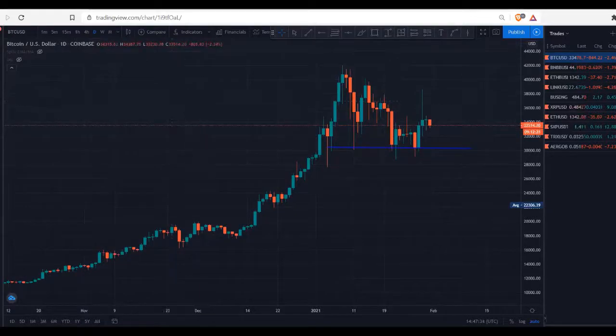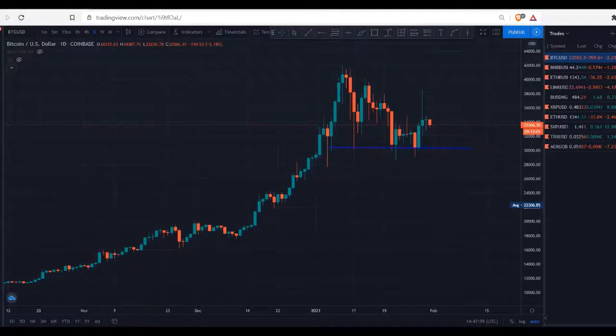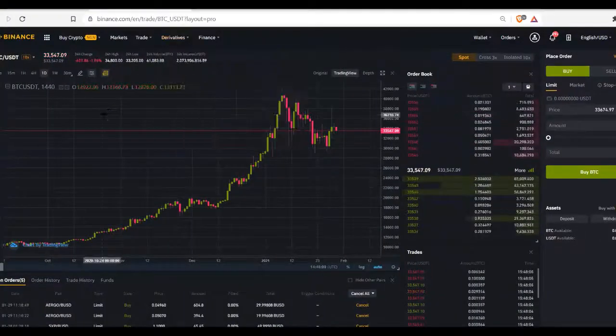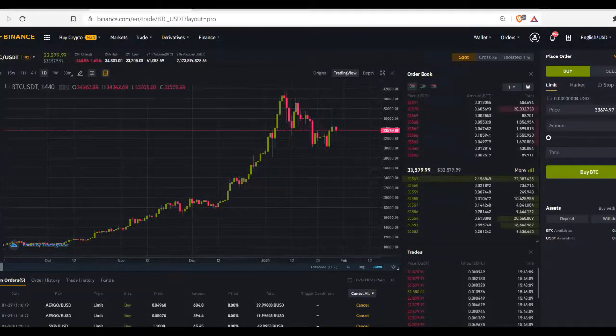Okay, so let me just summarize here. We can play with those different candlesticks on our own. To summarize, the candlestick chart is an important part of an exchange. Remember, I showed us Binance and told us that every exchange has a candlestick chart integrated into it. This is Binance, the exchange. So what you can do on TradingView, you can also do on Binance.